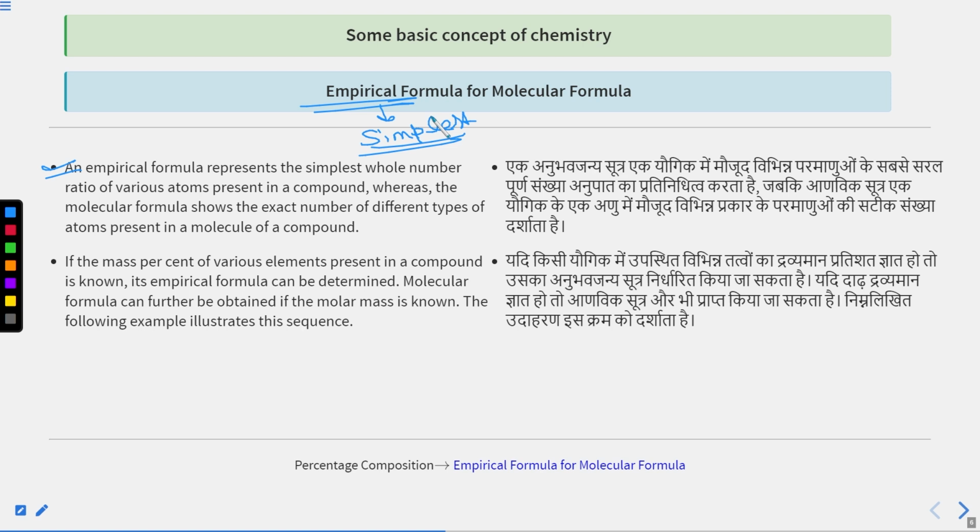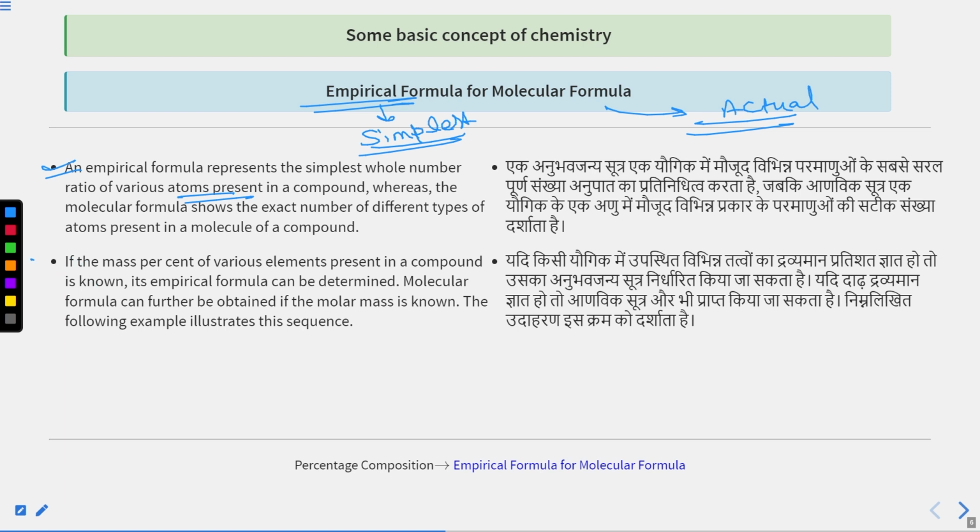It gives the simplest whole number ratio of atoms, but molecular formula gives the actual number of atoms present in that particular molecule. An empirical formula represents the simplest whole number ratio of various atoms present in a compound, whereas the molecular formula shows the exact number of different types of atoms present in a molecule or a compound. And the exact number is given by molecular formula, but the simplest number is given by empirical formula.